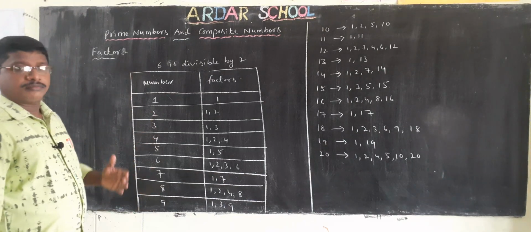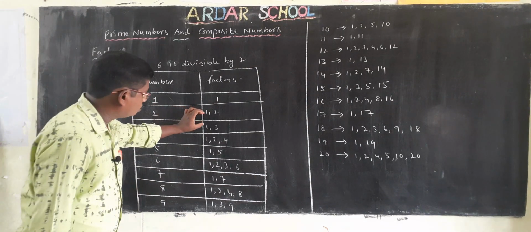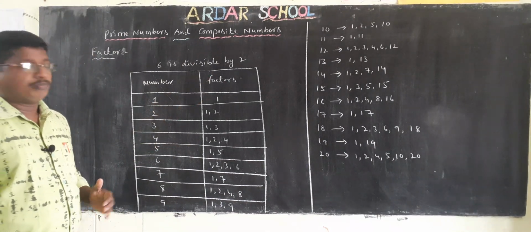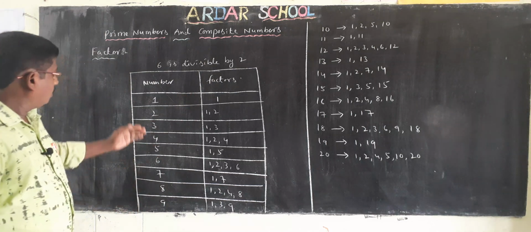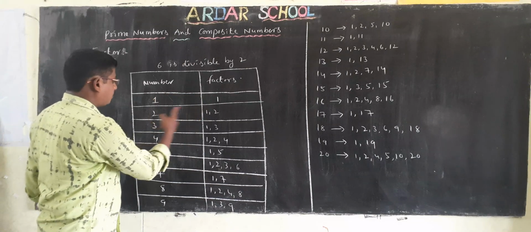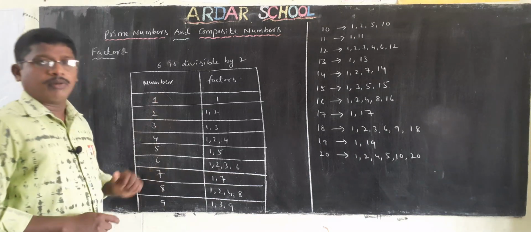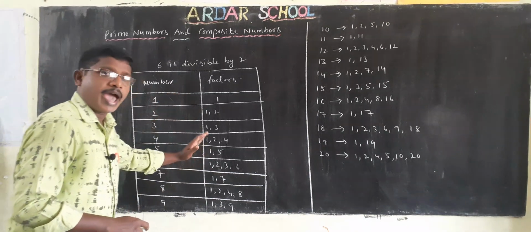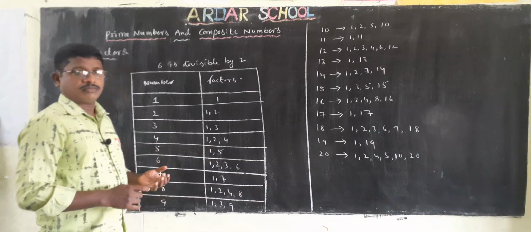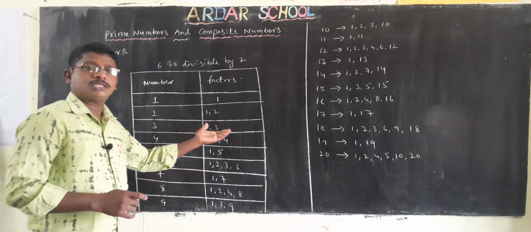So observe this table. Some numbers have one factor, some numbers have two factors, and some numbers have more than two factors. First of all, observe this table. 1 is a factor of every number. 1 is a factor of 1, 1 is a factor of 2, 1 is a factor of 3 and so on. 1 is a factor of every number, and that is the smallest factor.